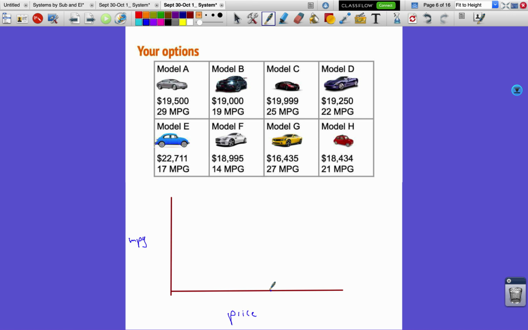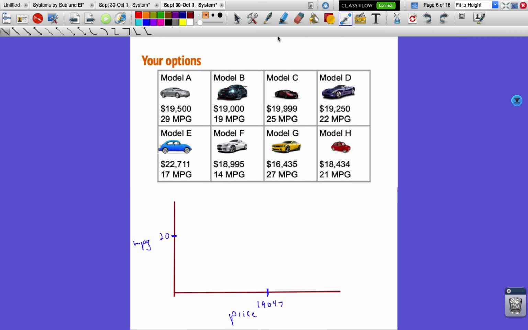So we said the important number for the price was $19,047. That was our cutoff. And we said for the miles per gallon, the important number was 20. That was our cutoff there. So I can add in some lines that cut up our graph into 4 quadrants.